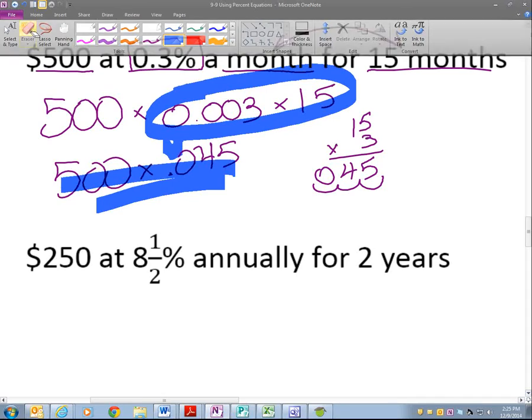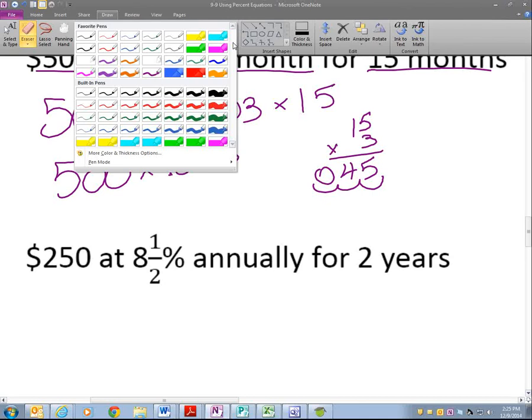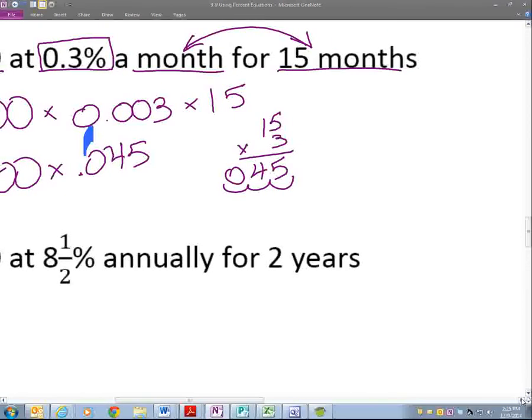And now I'm going to take care of this one. All right, so now I have 500 times 0.045, which is 45 thousandths. So I'm just going to put the smaller number on the bottom.